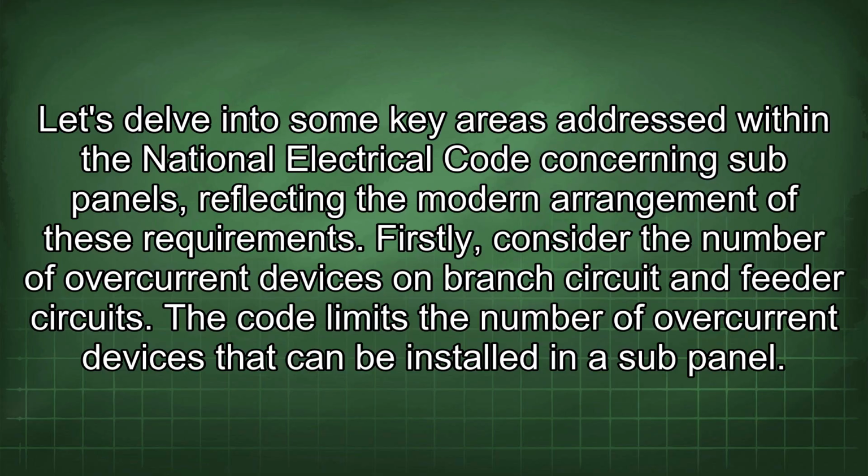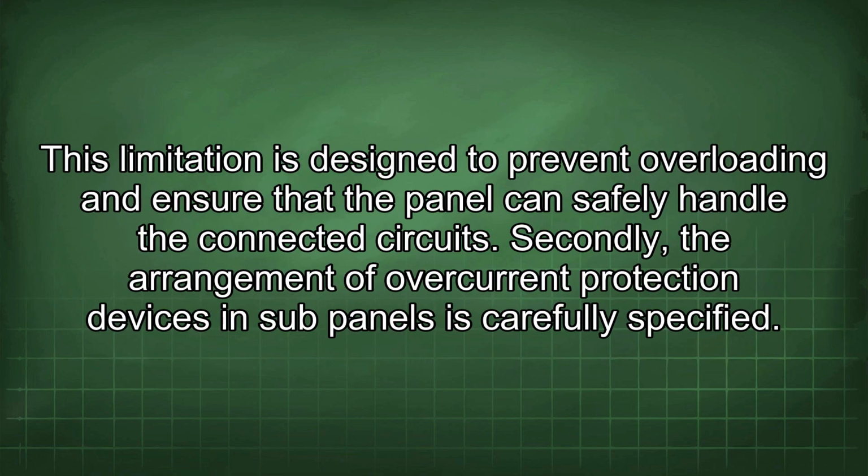Let's delve into some key areas addressed within the National Electrical Code concerning subpanels, reflecting the modern arrangement of these requirements. Firstly, consider the number of overcurrent devices on branch circuits and feeder circuits. The code limits the number of overcurrent devices that can be installed in a subpanel. This limitation is designed to prevent overloading and ensure that the panel can safely handle the connected circuit.